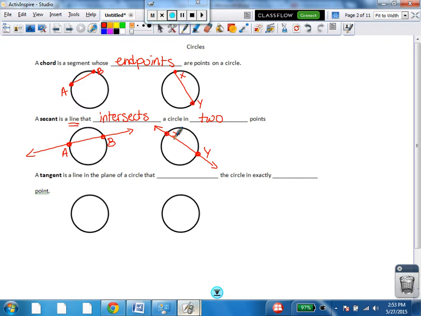Now, tangent. A tangent is a line in the plane. Now, yet again, a line in the plane of a circle that intersects the circle in exactly 1 point. No, not 2, not 3, 1. Now, this means that it can't stop in the middle of the circle and then continue on in one direction. So, for example, that intersects the circle at 1 point. However, it is not a tangent line because it is not a complete line. It must keep going in both directions all the time.